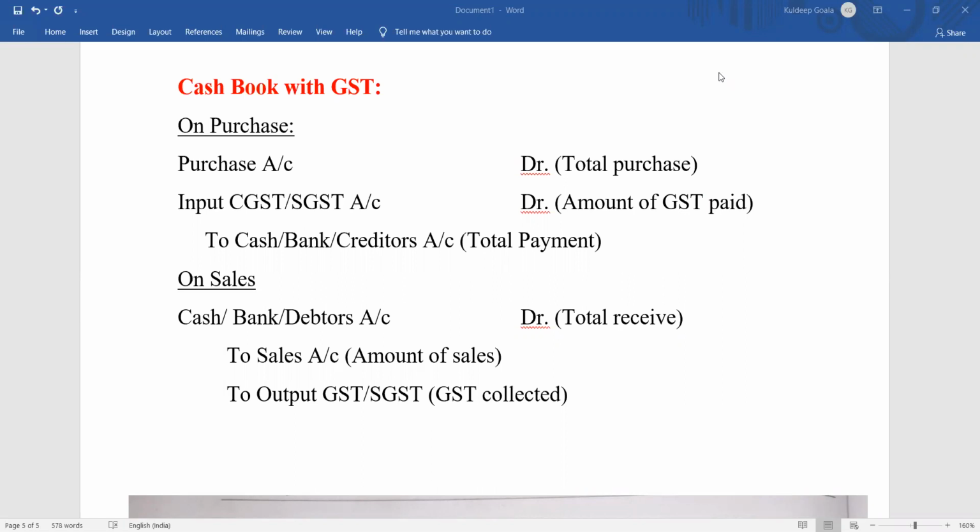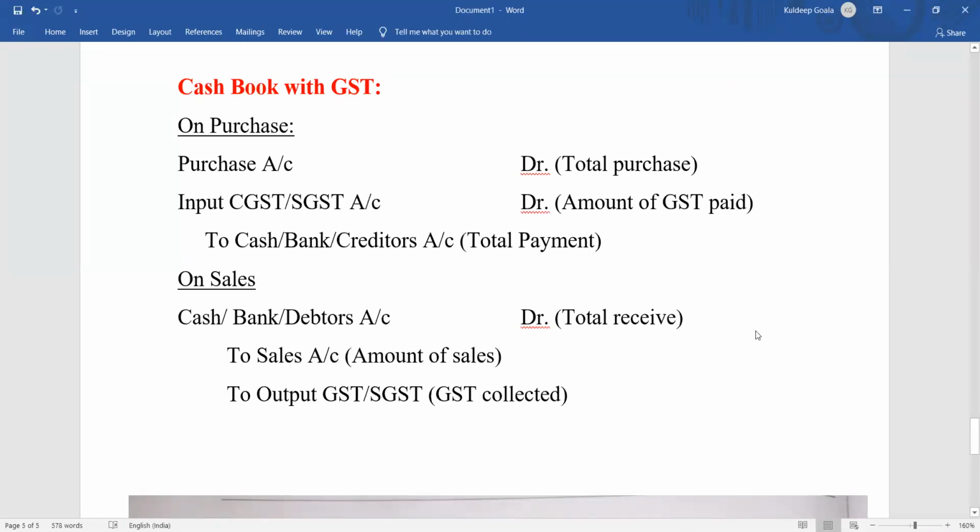At the time of purchasing, we pay the GST, so that is the payment of GST. And at the time of sales, we get the GST, that is called collection of GST. When we do the GST chapter, this concept will be explained in a detailed way. For now, I'll just explain how it is shown in the cash book.